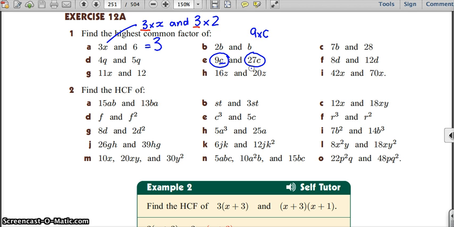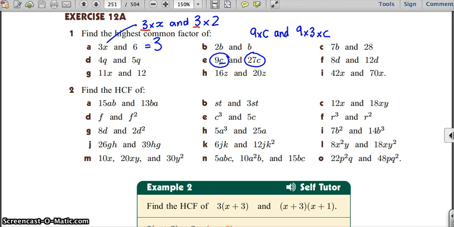I know 9's going into 27, and this is why, if you don't know, make sure you've got your diary open in front of you. How many times does 9 go into 27, do you know? 9 threes. Okay? So what I've got is 9 times C, and I've got 9 times 3 times C.